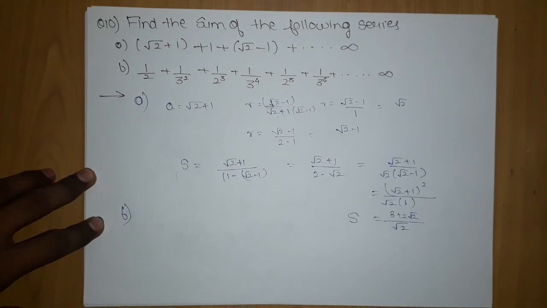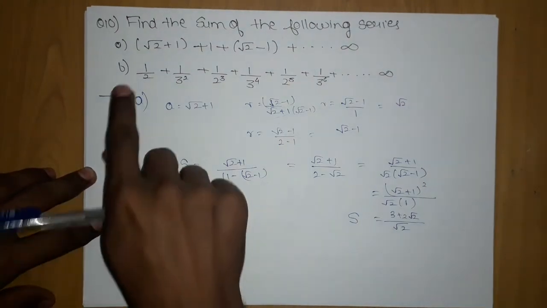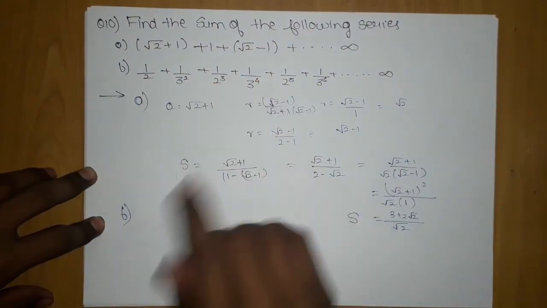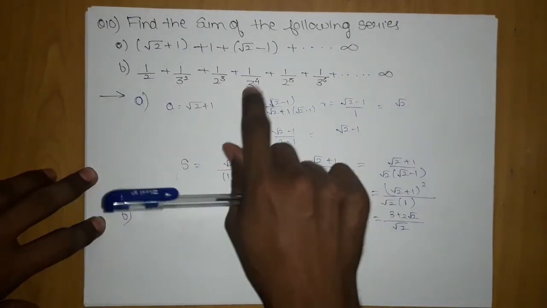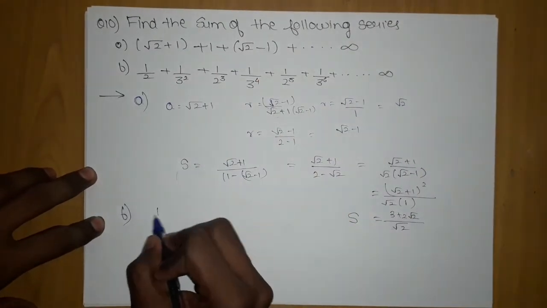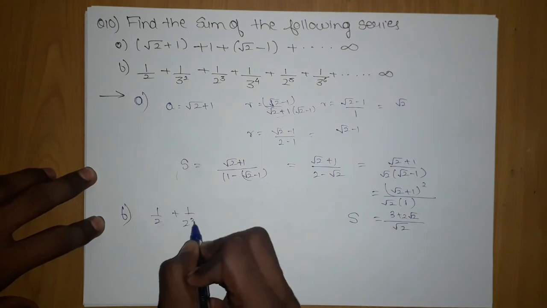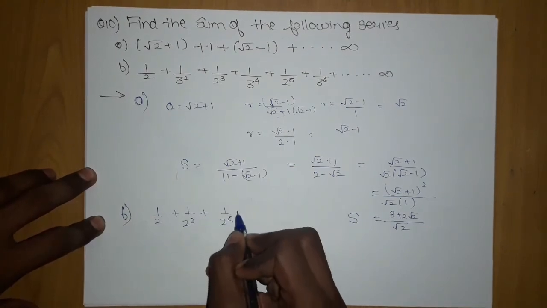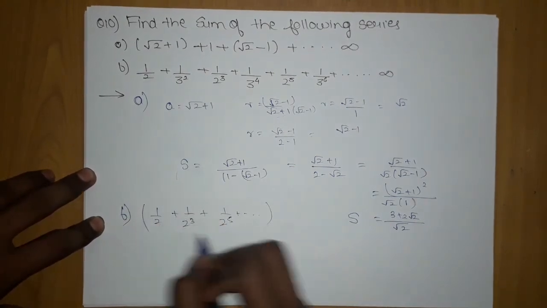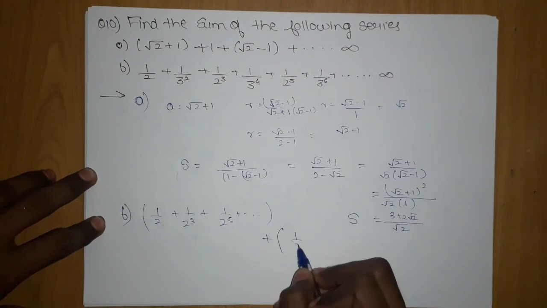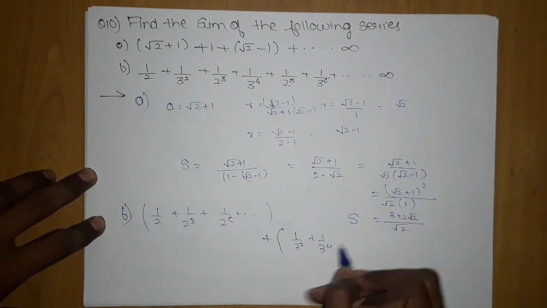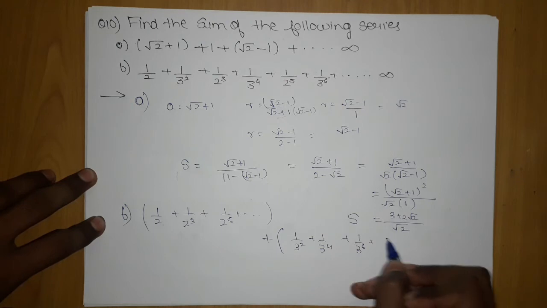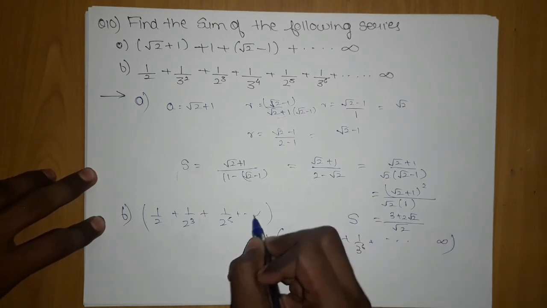If we see, this question is very easy. The terms with 2 power are in GP, while the terms with 3 power are in GP. So I will separate them: 1 by 2 plus 1 by 2 power 3 plus 1 by 2 power 5 and so on is in GP. Similarly, my second term 1 by 3 square plus 1 by 3 power 4, 1 by 3 power 6 and so on is my GP. Now both will be till infinity.